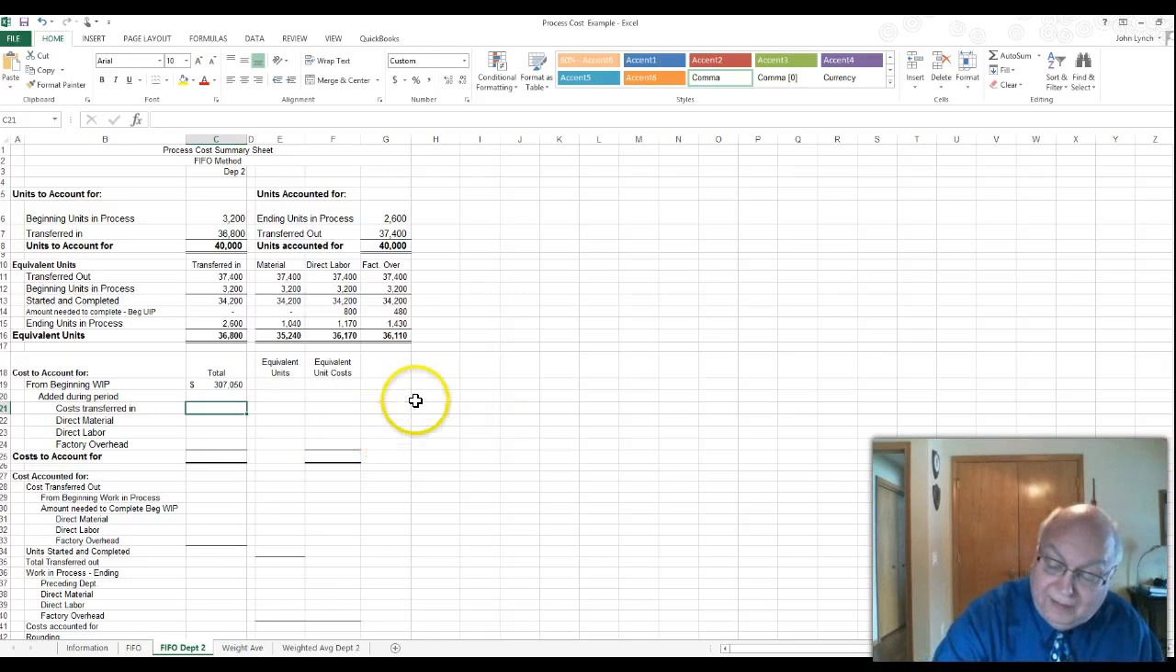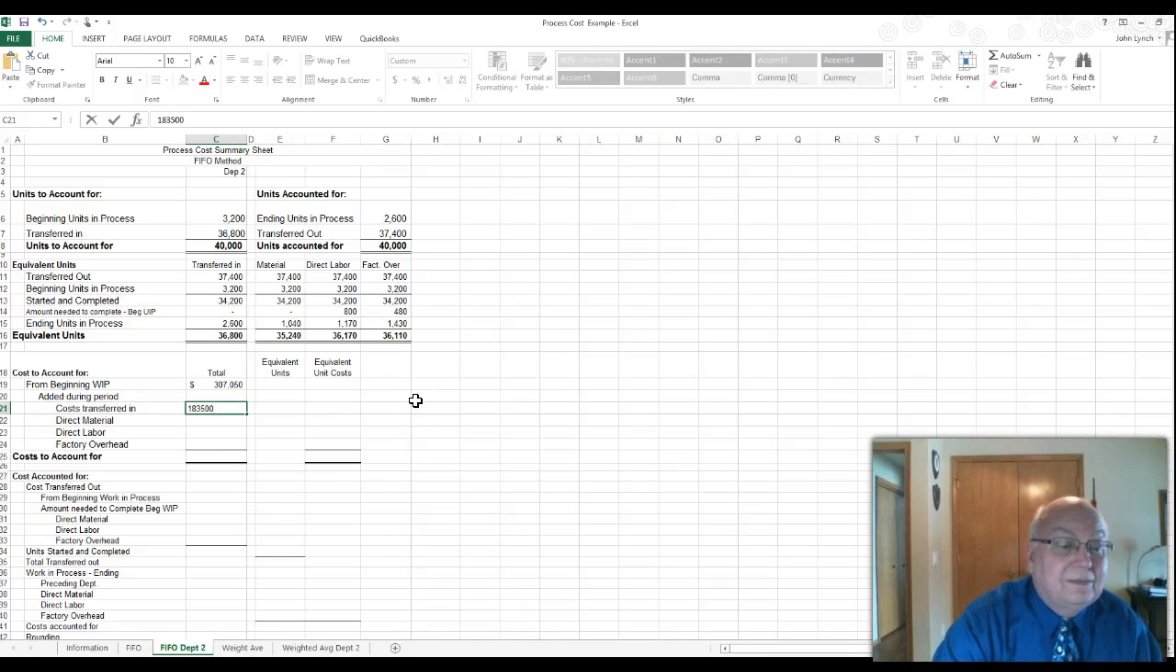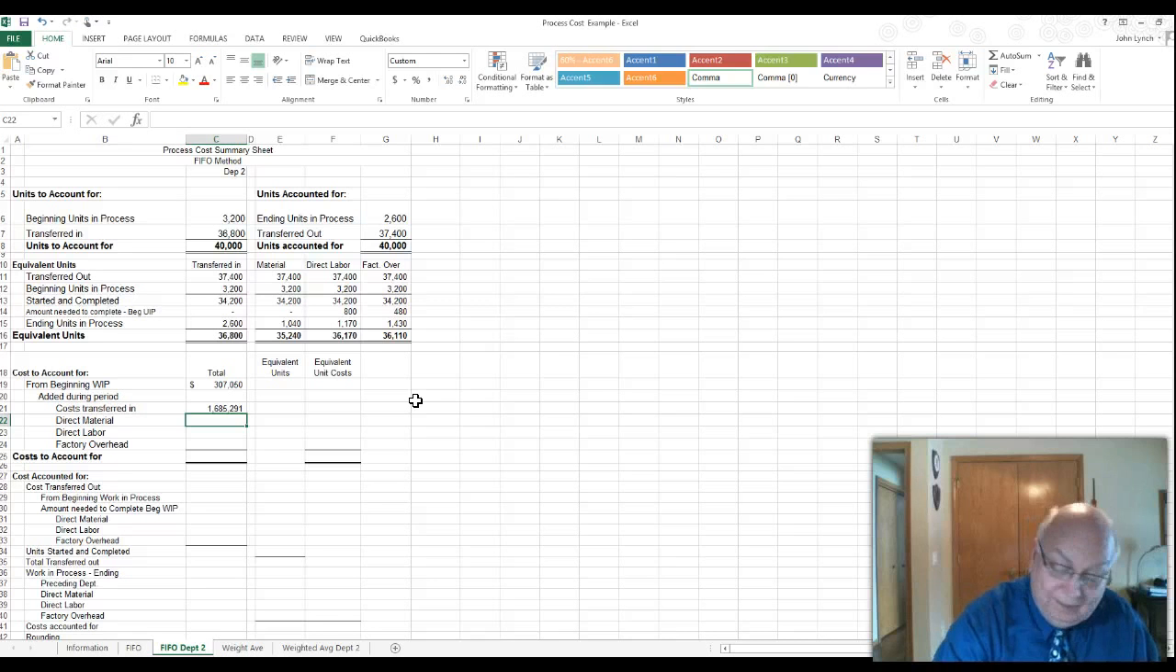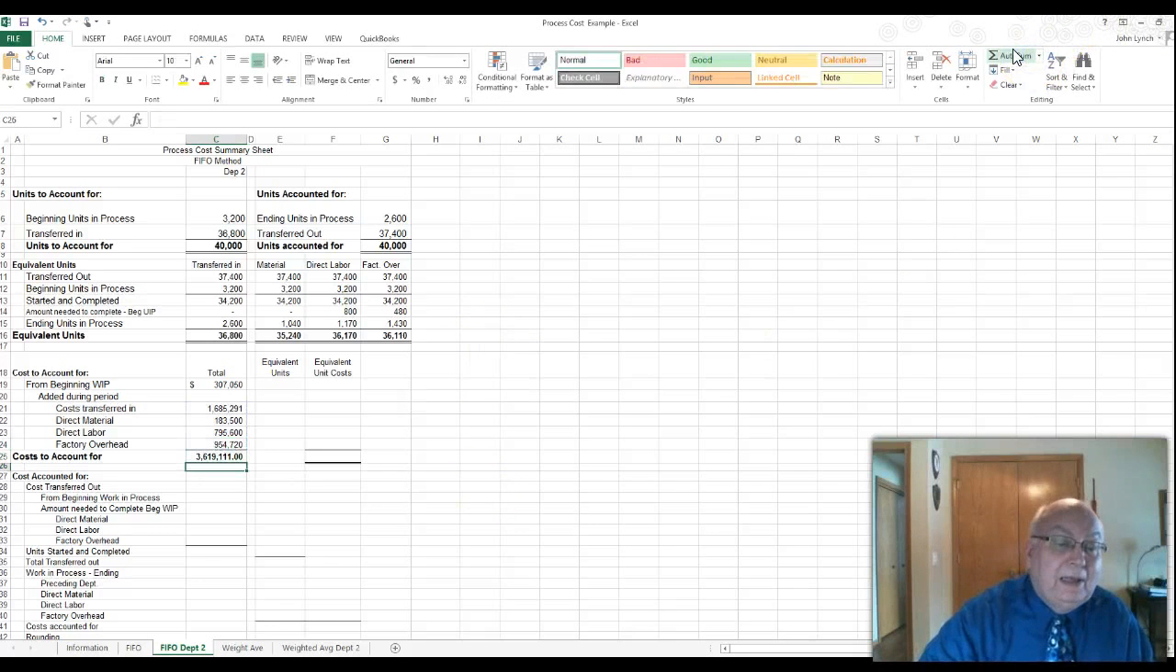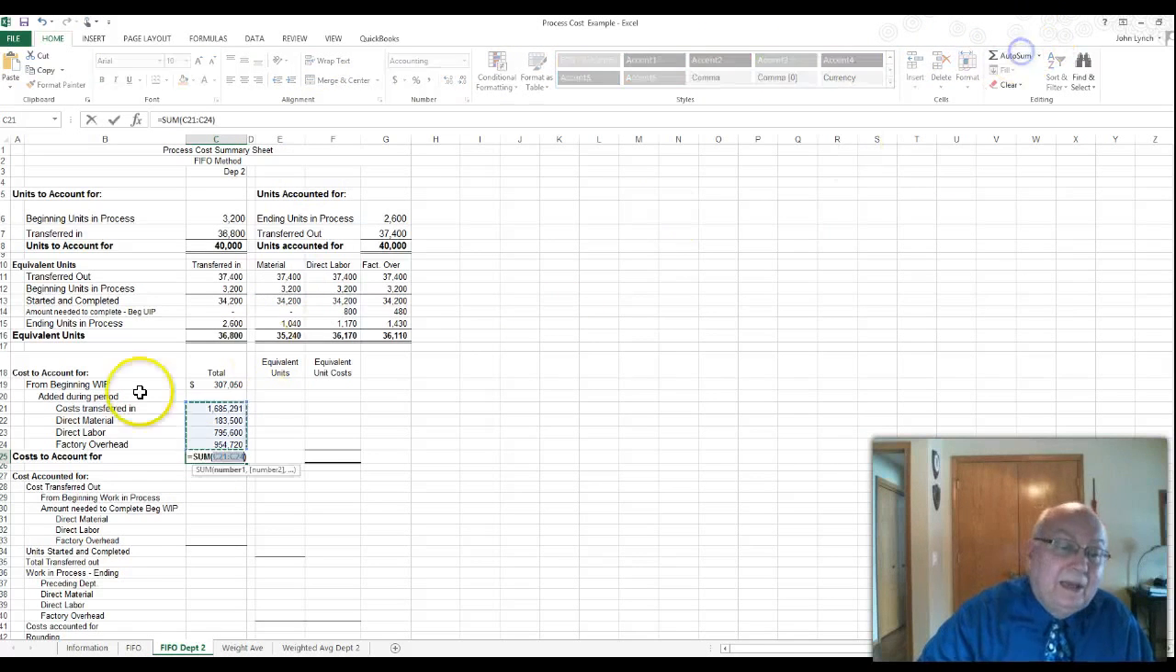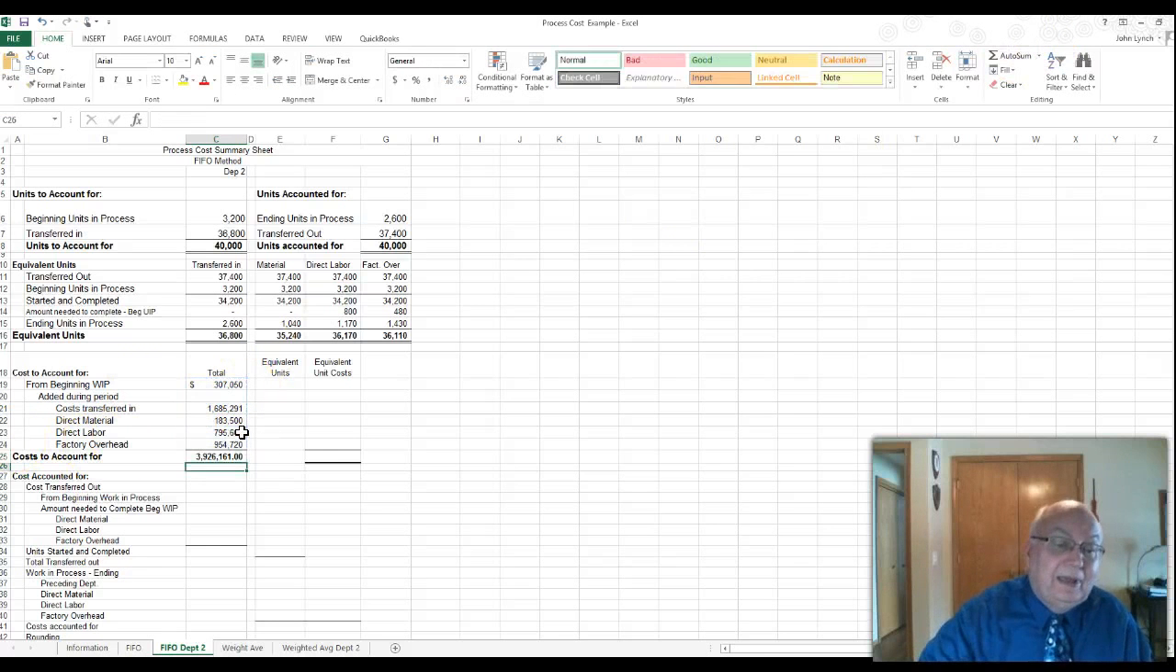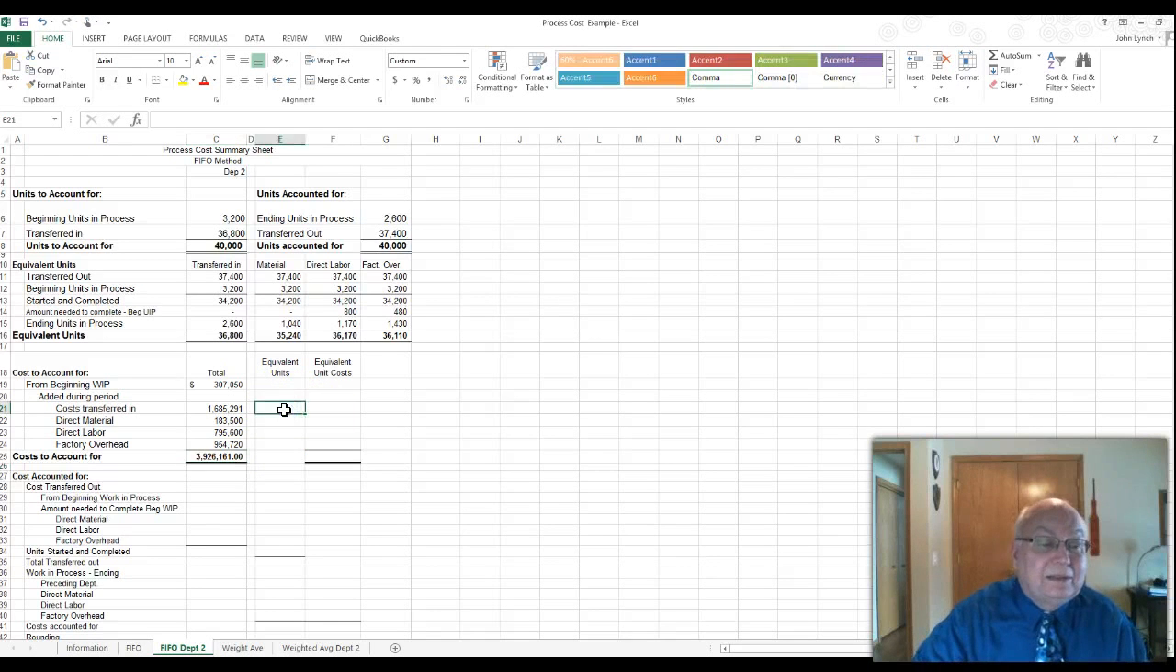The costs transferred in are given. Oh, no. The cost transferred in is you have to look it up, and that's 1,685,291, and that should be from Department 1. And this is 183,500 for material, 795,600, and 954,720, for a total of 3,926,161. Oops, I had to redo that because again, make sure that it gets to the top. Okay, 3,926,161.